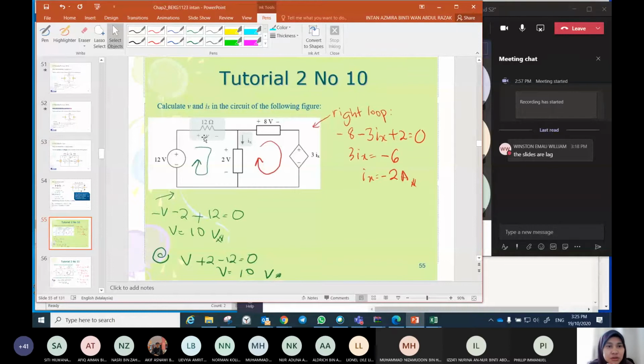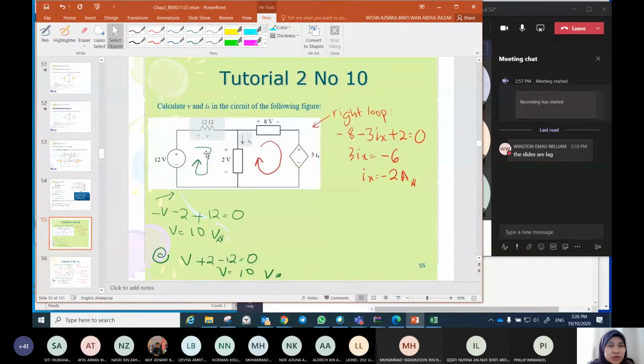V is here, so we are given the voltage source and the value of the voltage drop here. So what should we do? We just apply KVL in this loop to find V. Remember, KVL deals with the summation of voltage in a loop.